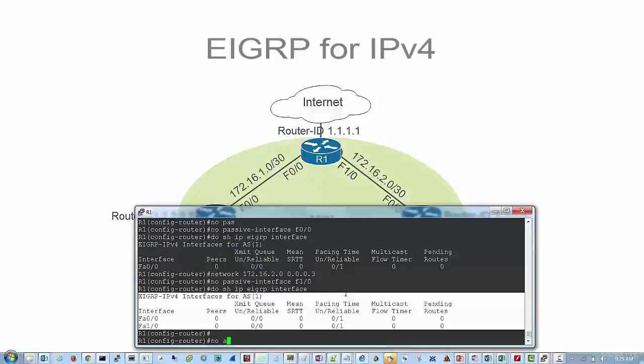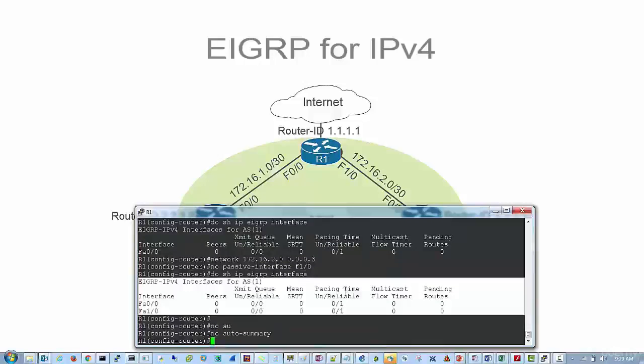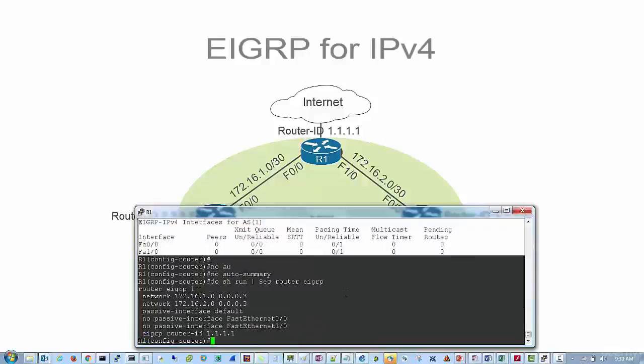Next, we're going to say no auto-summary. By saying no auto-summary, we're disabling automatic summarization of networks for EIGRP. Most newer software versions have it disabled by default, but it's good practice to always add no auto-summary to your EIGRP configuration. So do show run section router eigrp, and here's our whole configuration.